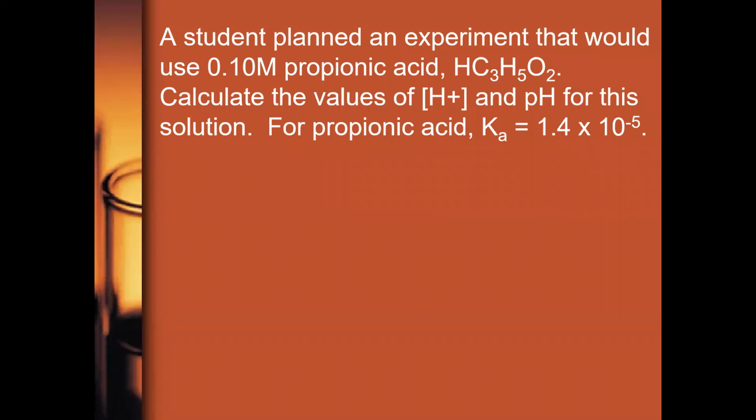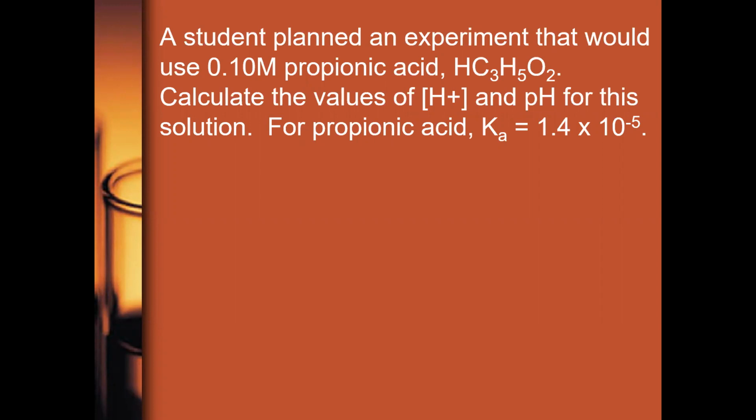So let's look at another problem. Here it says a student planned an experiment that would use 0.1 molar propionic acid, which is HC3H5O2. It wants us to calculate the values of the hydrogen ion concentration and pH for the solution. And it tells us propionic acid has a Ka value of 1.4 times 10 to the negative fifth.